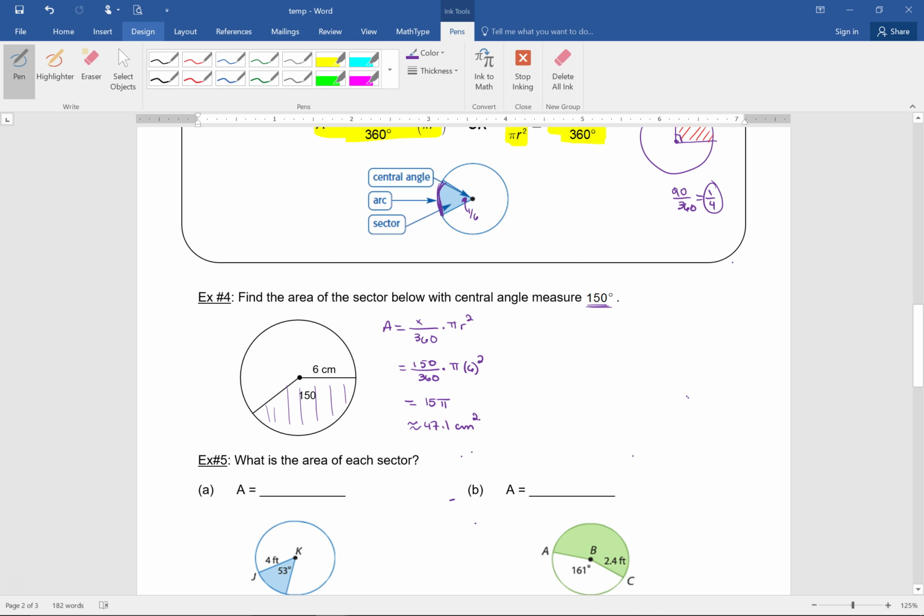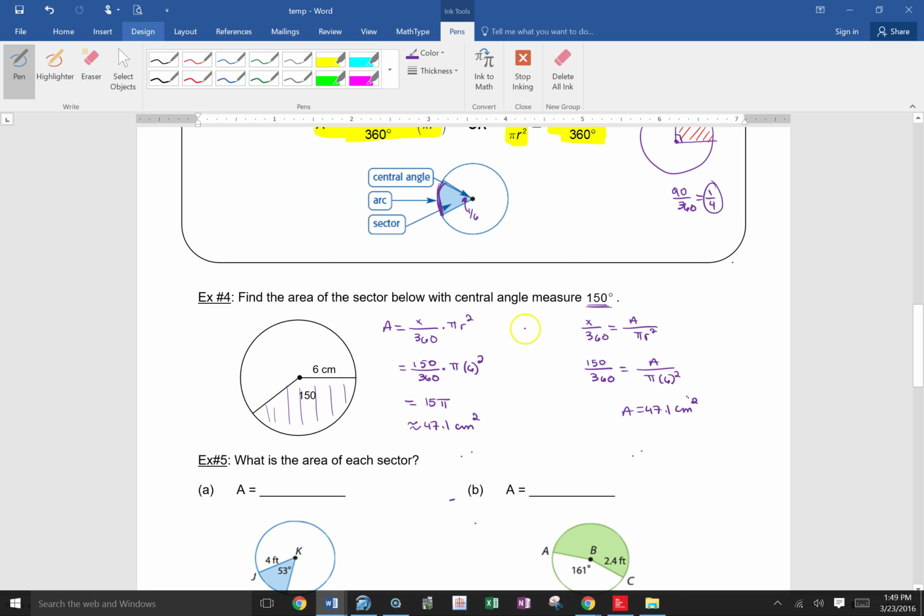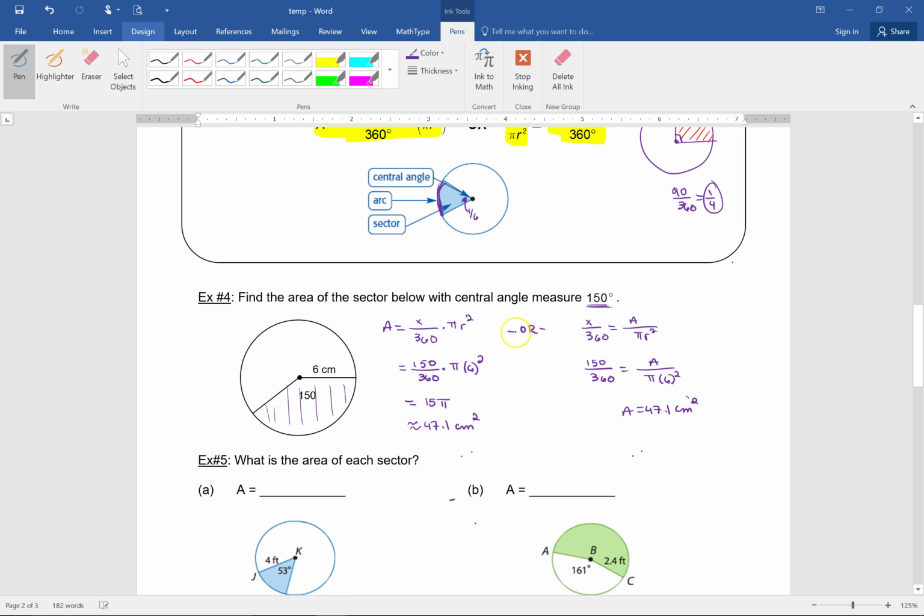If you forget all this, you can also say x over 360 is equal to the area over pi r squared. You do a proportion. So 150 over 360 is equal to the area over pi 6 squared, and magically you get the same answer. It's completely up to you. Either way is totally the same.